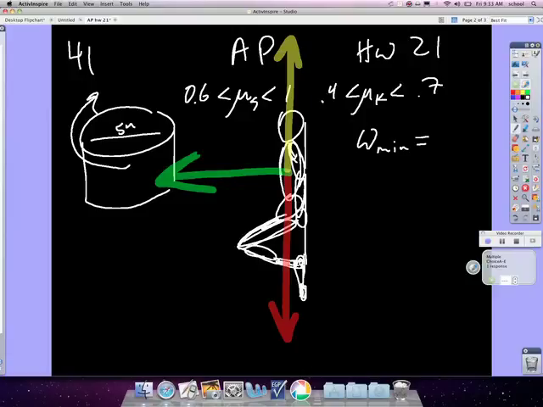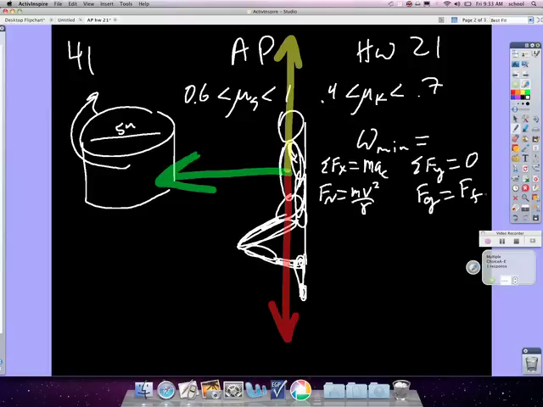So when I do my force diagram, or here's my drawing, some of the forces are obviously equal to ma sub c. Some of the forces in the y are 0 if he stays there. So we have Fn equals mv squared over r, and we have Fg equals Ff. Ff is mu Fn. So now I can sub, and I get mg is equal to mu mv squared over r.